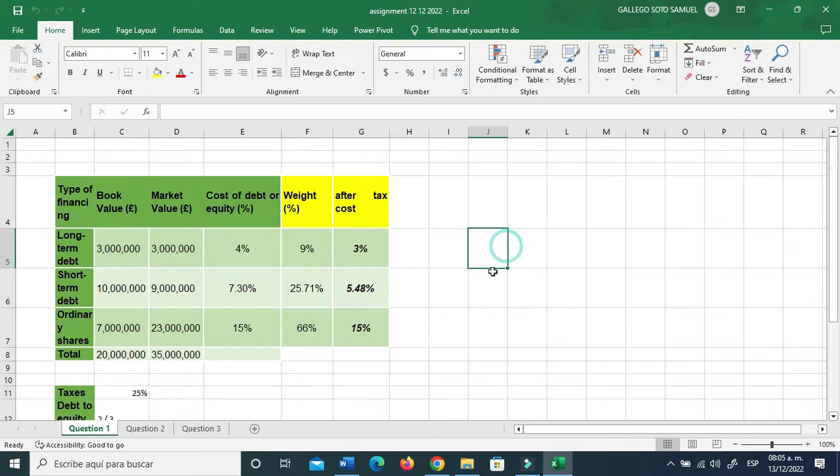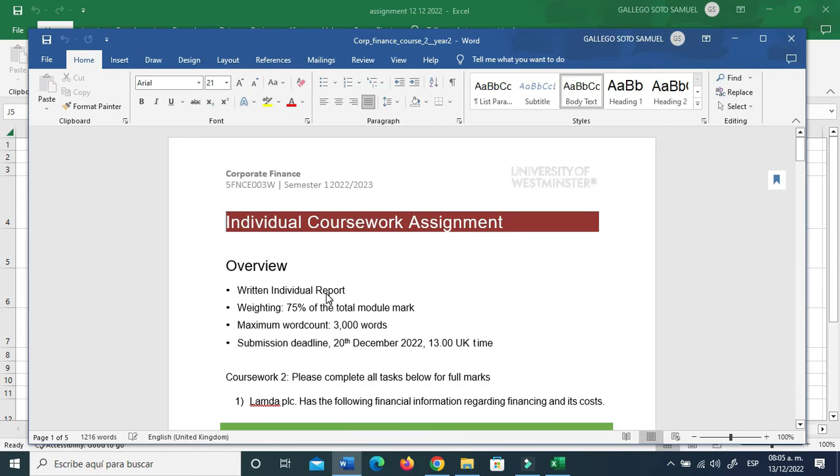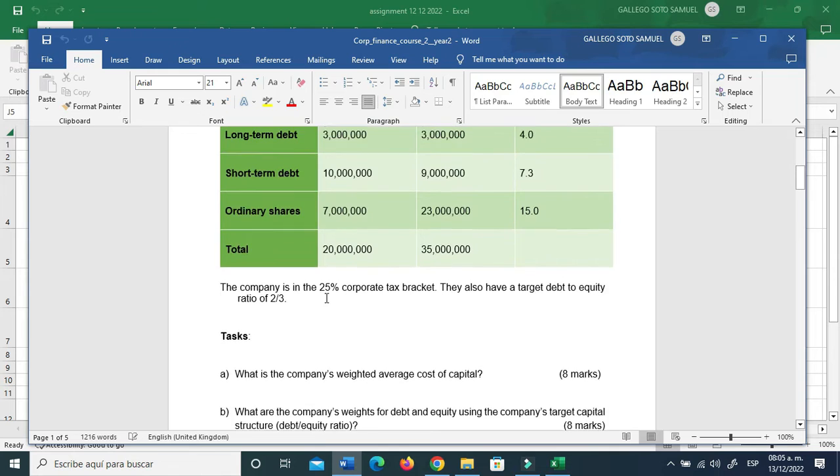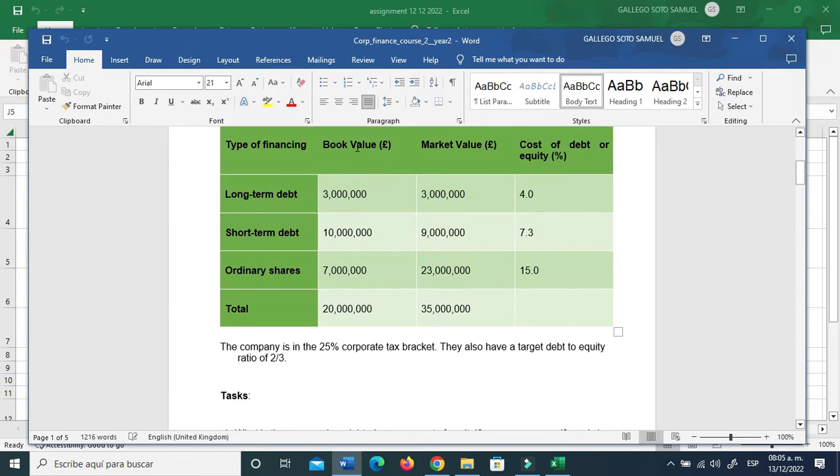All right, Dina. So this is the first question that we have over here. We're supposed to be finding the WACC, the weighted average cost of capital, given the following sources of finance. So we have long-term, short-term, and ordinary shares, and the total of all sources is 35 million.